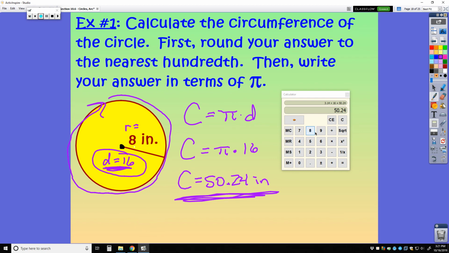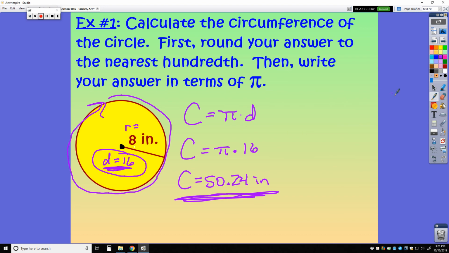Now, if you used the pi button, then you're just going to round it to whatever it rounds to. So you might also get 50.24. I don't really know what the pi button's going to do with 16, but it should be something approximately 50.24. And I would take, honestly, either answer. Just make sure you round it to the nearest hundredth.